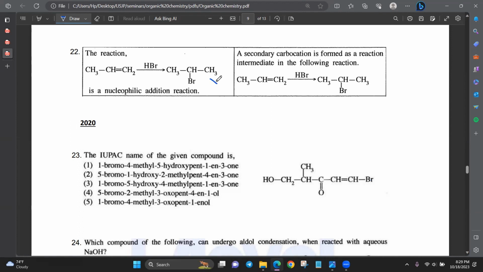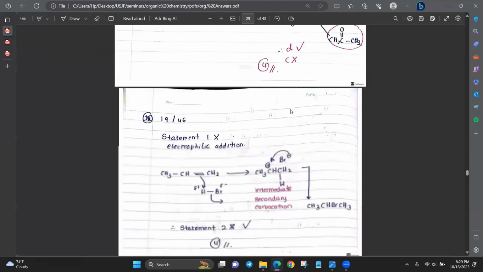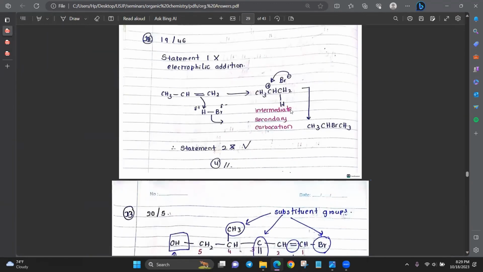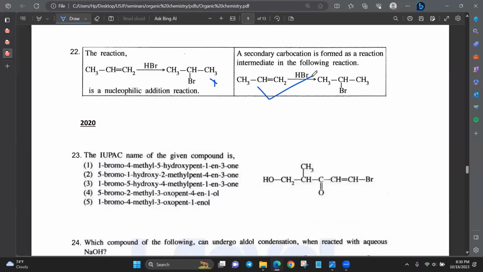A secondary carbocation is formed in this reaction. Now we have to go to the mechanism of this reaction, which I explained earlier. A carbocation will be formed and it is secondary, because this carbon has 1 hydrogen attached. So this is the intermediate secondary carbocation, and the second statement is correct. First statement wrong, second statement correct means answer number 4.